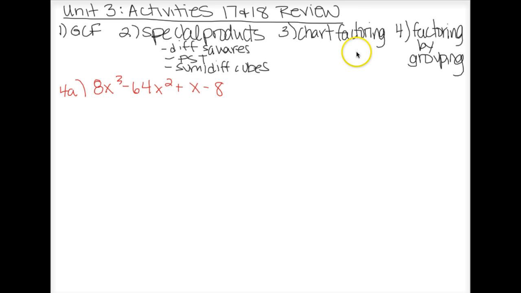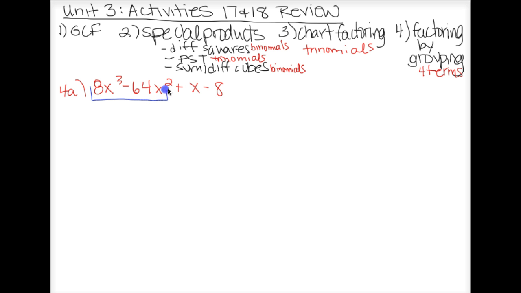That also tells me it's not chart factoring. Remember that chart factoring is only for trinomials. This is for 4 terms. Difference of squares are only for binomials. PSTs are trinomials. And sum and difference of cubes are also binomials. So that helps us, again, very quickly say, oh, this is factoring by grouping.